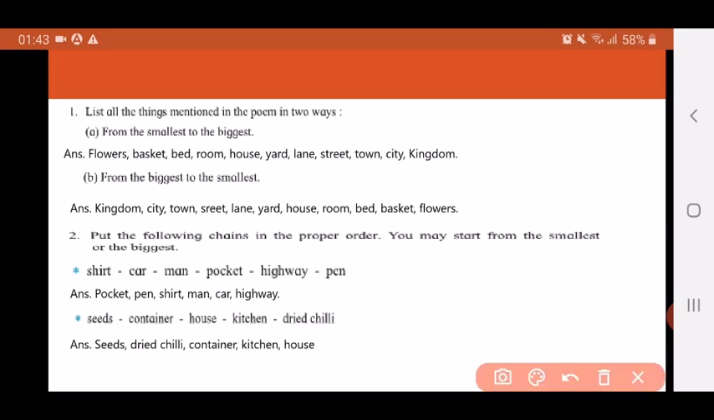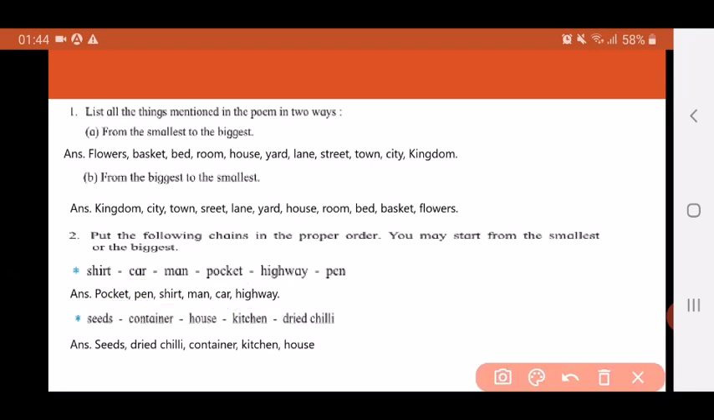The first: shirt, car, man, pocket, highway, pen. Now these words in the chain, if I have to arrange from small to big, smallest will be pocket. Then comes pen. Then comes shirt, man, car, and the biggest will be highway.